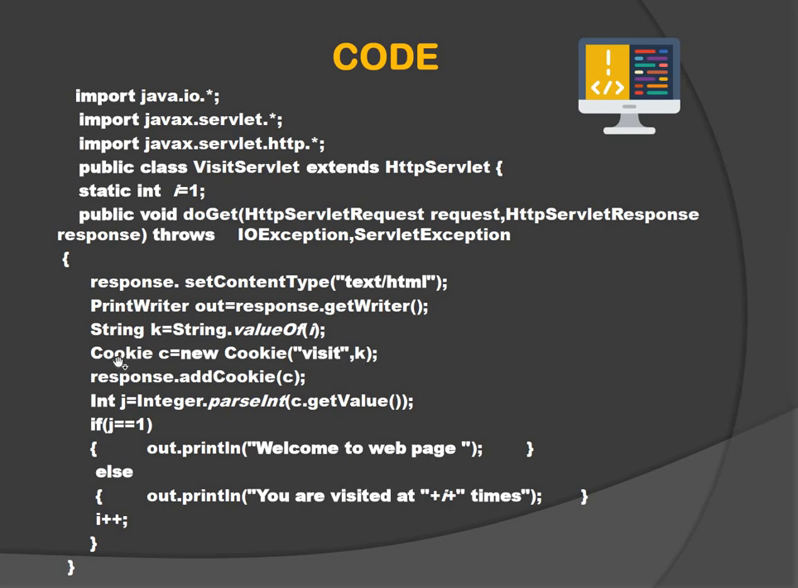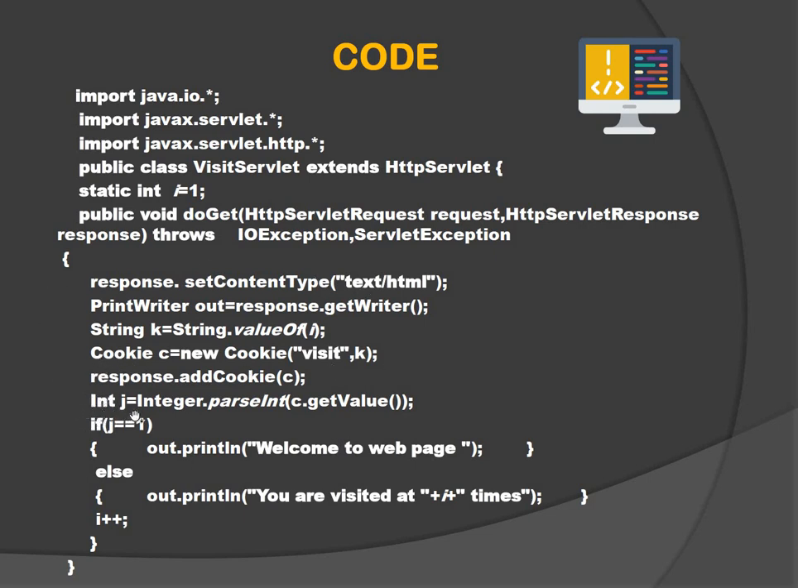As we saw before, a cookie is responsible for storing cache data, the recent information about what the user is doing. We pass k to the Cookie class, and then response.addCookie. Response.addCookie means we add this cookie object to the HttpServletResponse, so when we visit the website, the cookie stores information about how many times the user has visited.